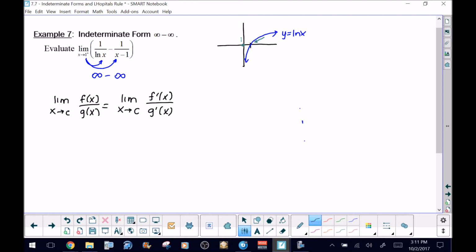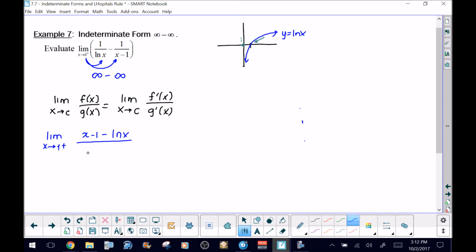But the problem that we're faced with now early on is we don't really have this form. We don't have a true f on top and a g on bottom. We have two separate fractions that are being subtracted, and that's a little problematic. And I'd like to address that before we move on. And the best way, maybe the only way to address that, is to get the common denominator of natural log of x times x minus 1. So the numerator of the first fraction is multiplied by x minus 1. The numerator of the second fraction is multiplied by natural log of x.